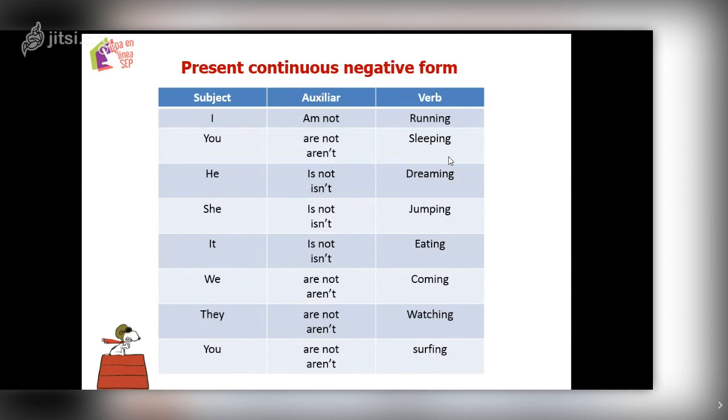Also the verb ending with ing. For example, you aren't sleeping, he isn't dreaming, she isn't jumping, it isn't eating, we aren't coming. Check this out. Coming is what I already explained to you. When the verb ends with E, for example come, and you are going to use a gerund, you're going to change the E for ing.